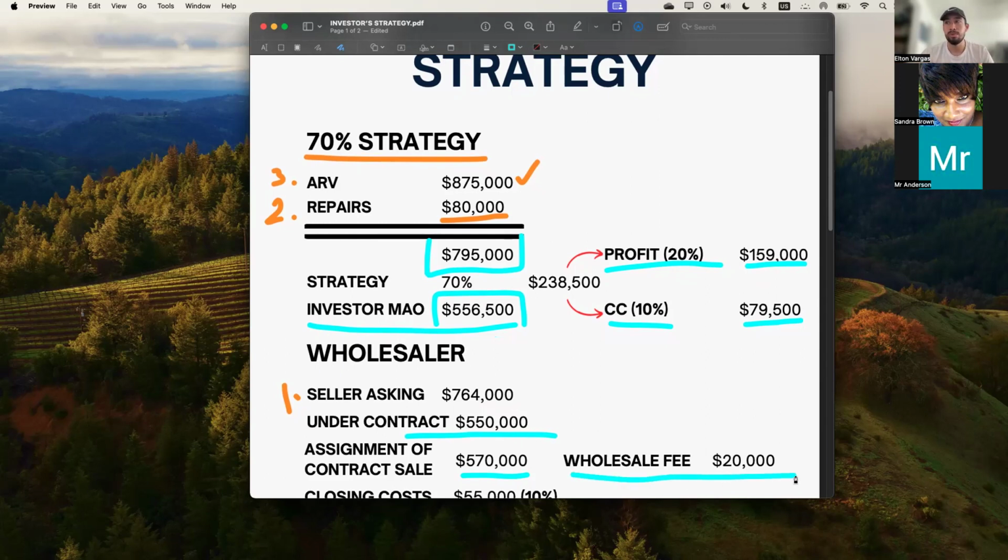For example, at this point, it's going to be a $20,000 wholesale fee. You have one investor whose most they're willing to pay is $556,000, but on your list, you're definitely going to have somebody who's willing to overpay, maybe even close to $600,000 on the property, especially if it's an off-market property as well.